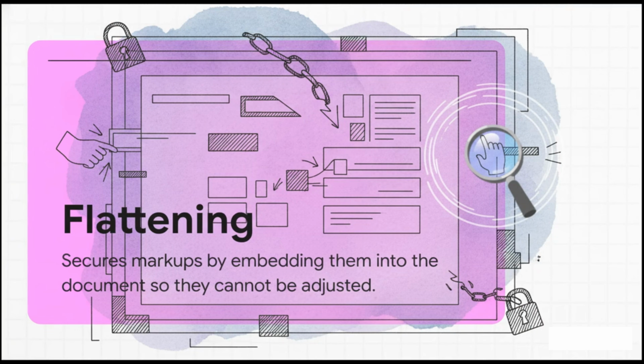Flattening is basically a feature in Bluebeam that takes your markups and permanently embeds them right into the underlying document. Once you do this, a user can no longer click your text box and rewrite it. They can't move your highlight to a different room. It completely secures your intellectual property and guarantees that your instructions arrive exactly how you intended them to.